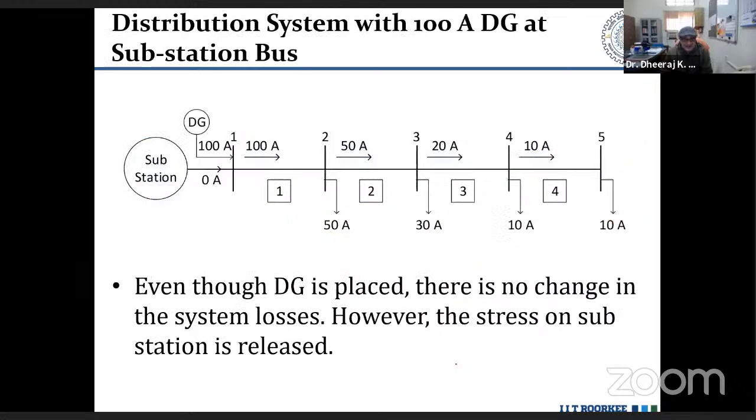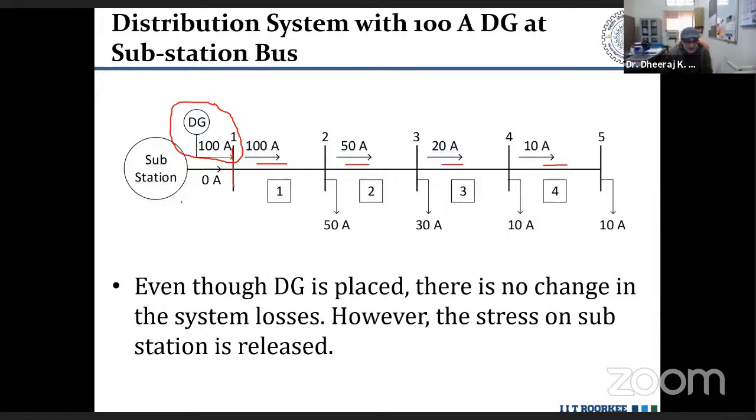Now consider another situation where we have connected a 100 ampere DG. The DG size is 100 ampere because the total load requirement is 100 ampere. So what will happen? The distribution of currents through different branches will remain the same because we have connected the DG at bus number 1. So it will not disturb the flow of currents through different branches. So there will be no change in the losses.